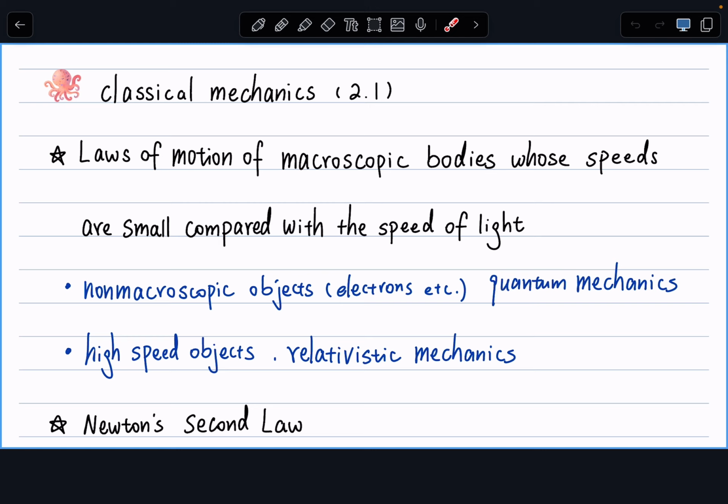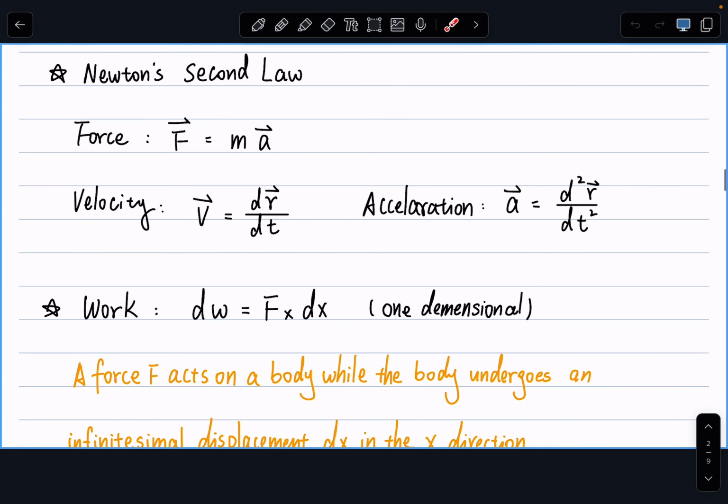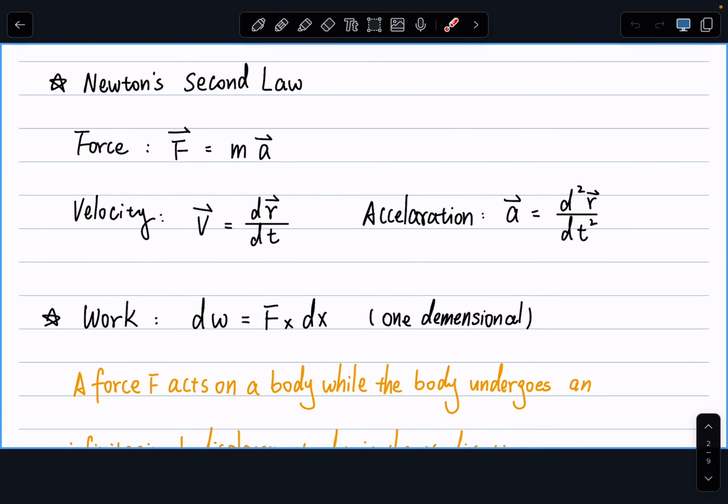Or for something that's moving super fast, almost at the speed of light, we can no longer use Newton's law. We need to use relativistic mechanics. But for this class, we'll stay in the nice old days of classical mechanics. So we use classical mechanics to describe the movement of these macroscopic objects. So some review on Newton's law.